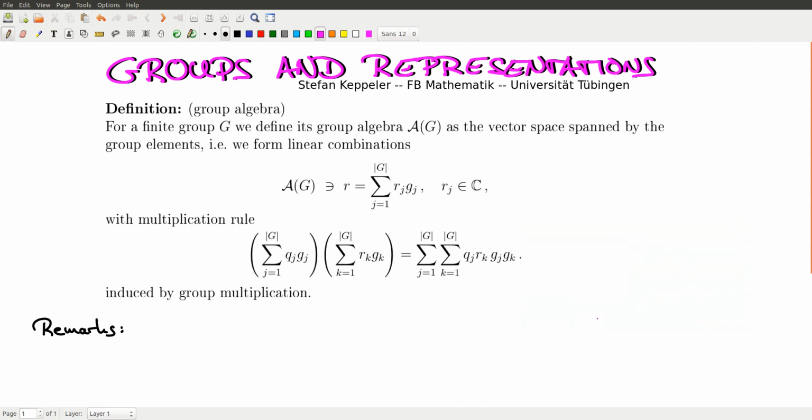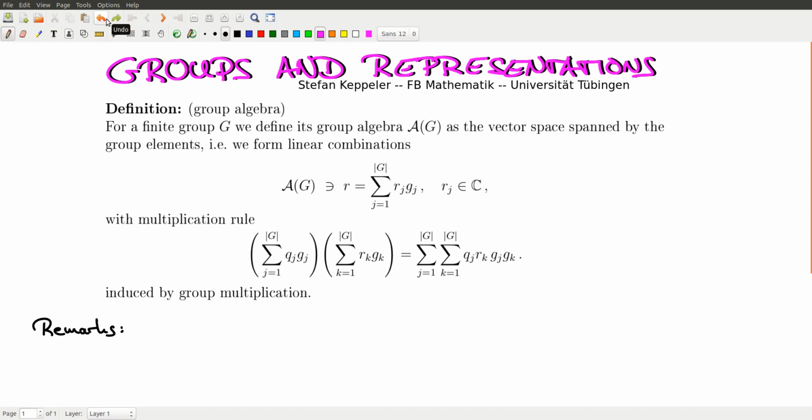This is how we define the group algebra. We take the group elements and say they form a basis of some vector space. So we take linear combinations of group elements, and these are the elements of our group algebra or group ring. In this context, we often find it convenient to enumerate the group elements from 1 to the order of the group.